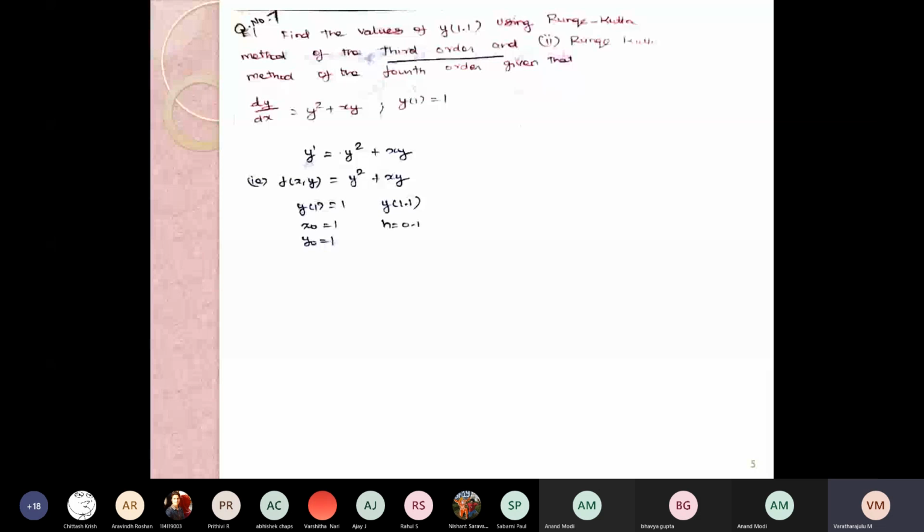Please make a note that y dash is equal to y square plus xy. Instead of dy by dx we have noted it as y dash. Therefore, our f of x comma y is equal to y square plus xy. What was given in the problem? y of 1 is equal to 1. Therefore, our x naught is equal to 1 and y naught is equal to 1. What we are going to find with the aid of the third and fourth order is y of 1.1. Therefore, our h is equal to 0.1, that is the increment over x.